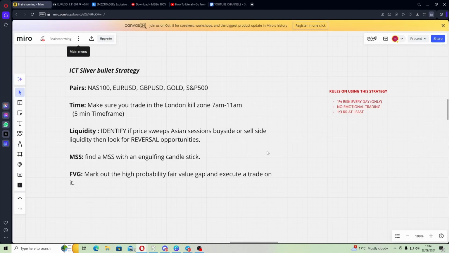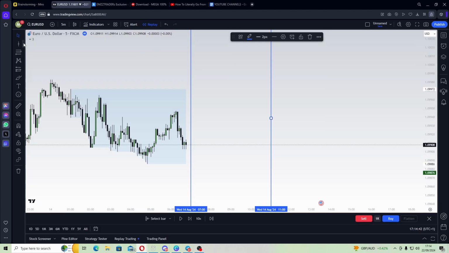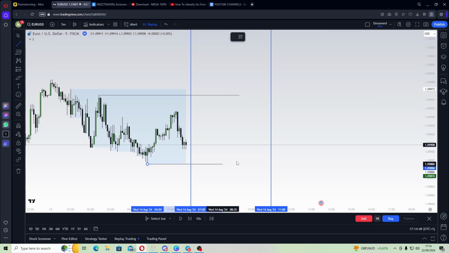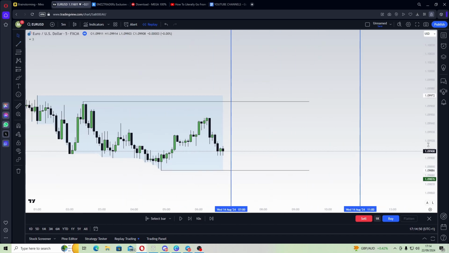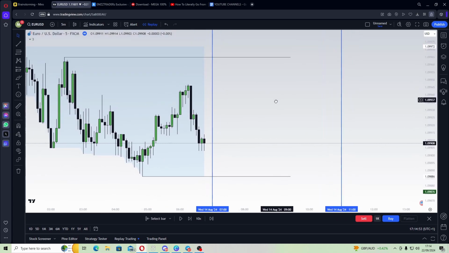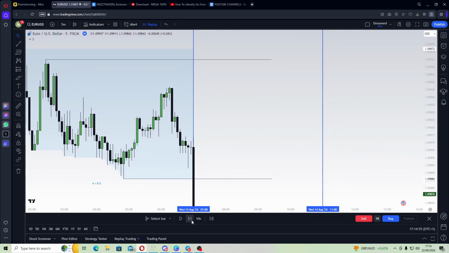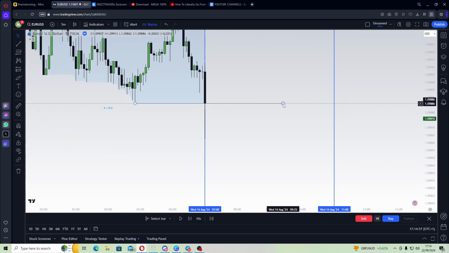We need to identify if price sweeps the Asian session's buy side or sell side liquidity, and then we look for the reversal opportunities. What I mean by this is you put a trend line for the Asian session highs right here, and you have the Asian session lows right here. We're going to see which side is getting swept first, the highs or the lows. I'm going to play price forward, and there we go, the lows have just completely been swept.